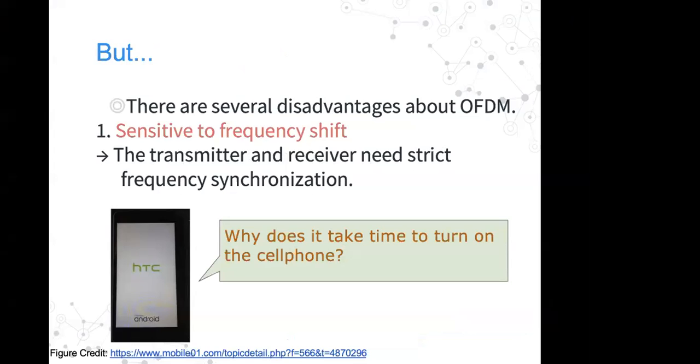There are several disadvantages about OFDM. One is the sensitivity to frequency shift, which I just explained as cos 2 pi n dash. This sensitivity leads to errors, that is, the probability of error is going to increase. The transmitter and receiver need very strict synchronization, and it is a very crucial thing in communication.